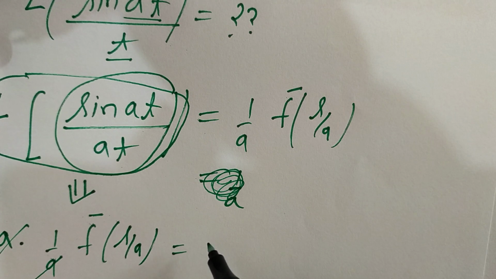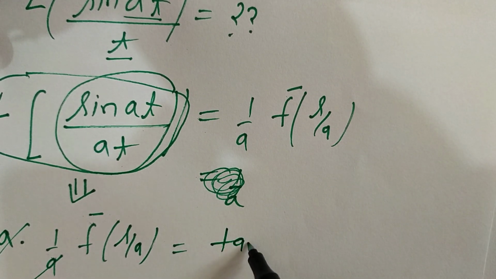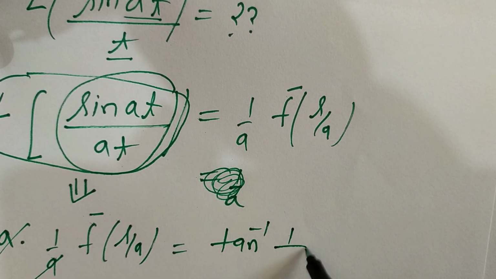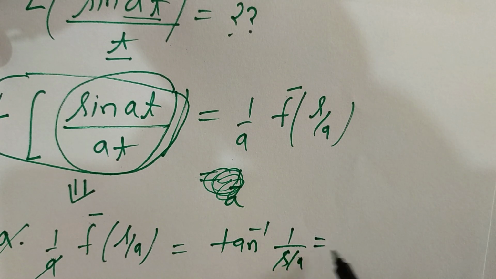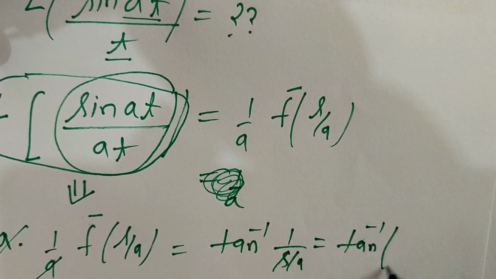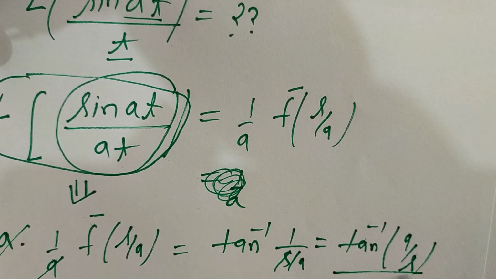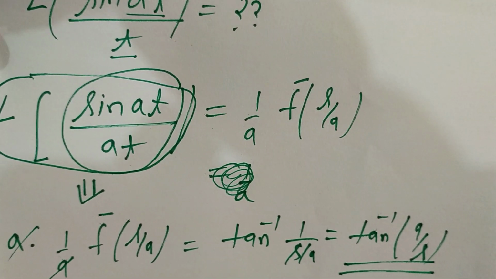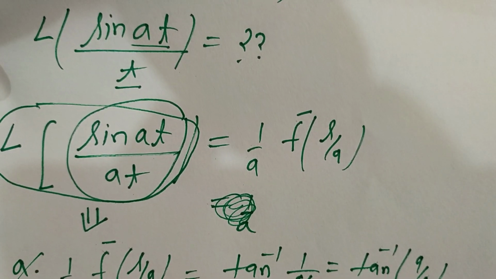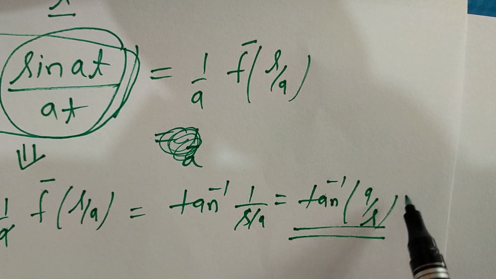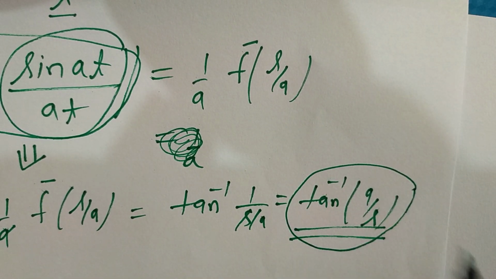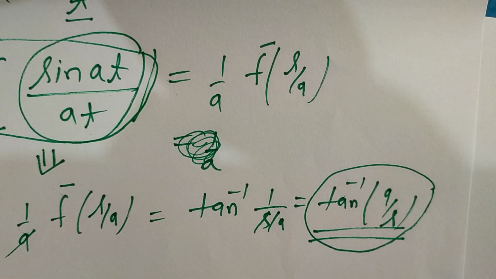So F(s) equals tan inverse 1 by s. So this is tan inverse 1 upon s by a, which will be tan inverse a by s. So this is the answer: Laplace of sin(at) by t equals tan inverse a by s. This is the answer using the change of scale property.